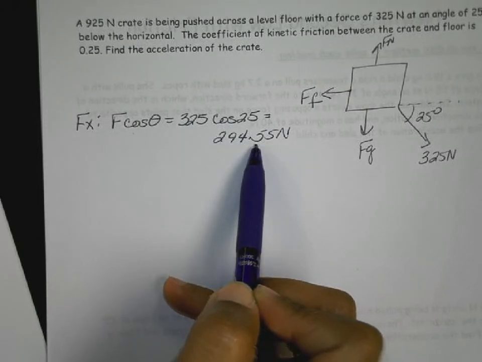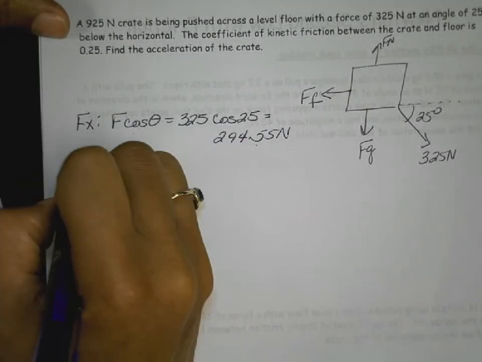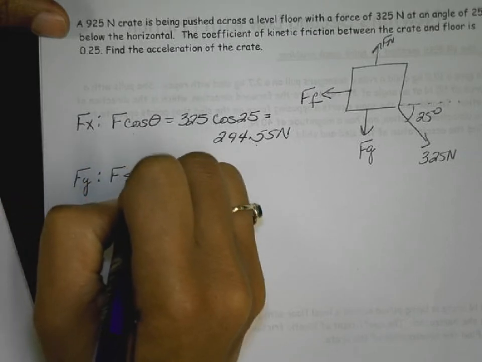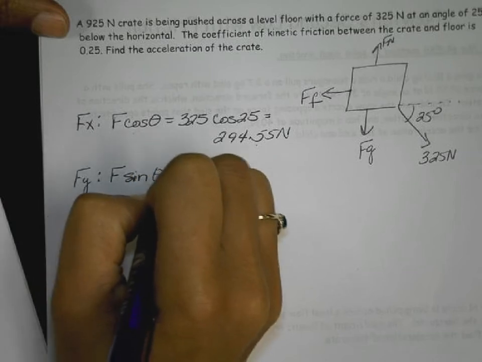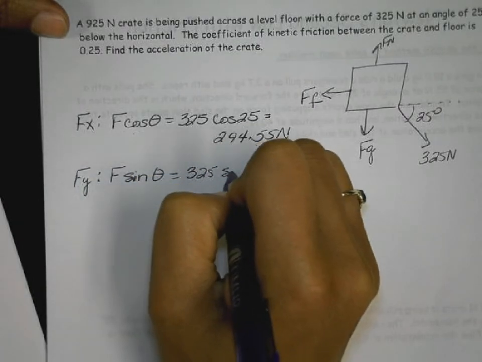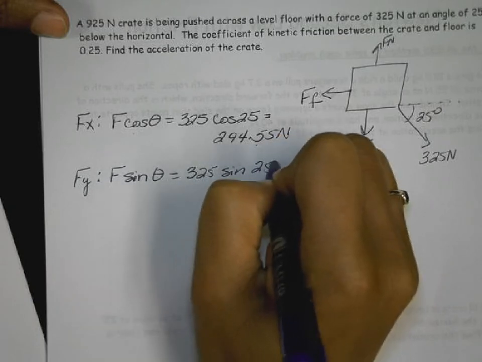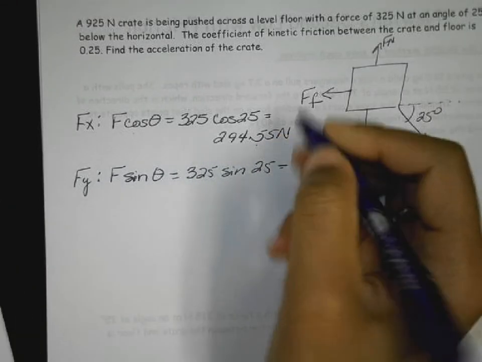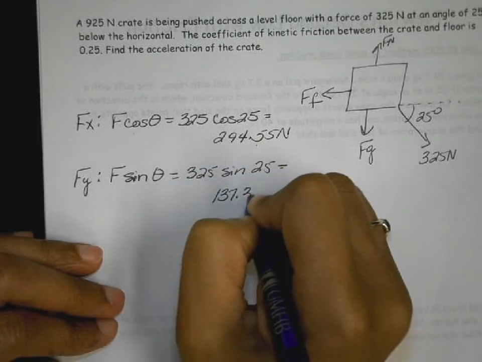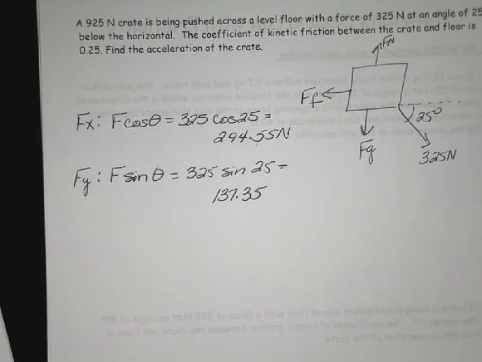That's good. The second question is, what is the force on the y? Force on the y is F sine theta, which is 325 sine of 25, and you get 137.35. That's another 3 points.